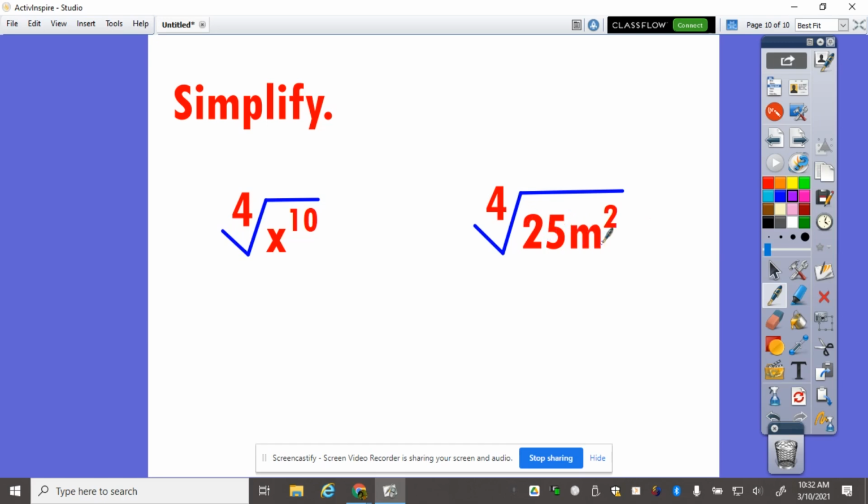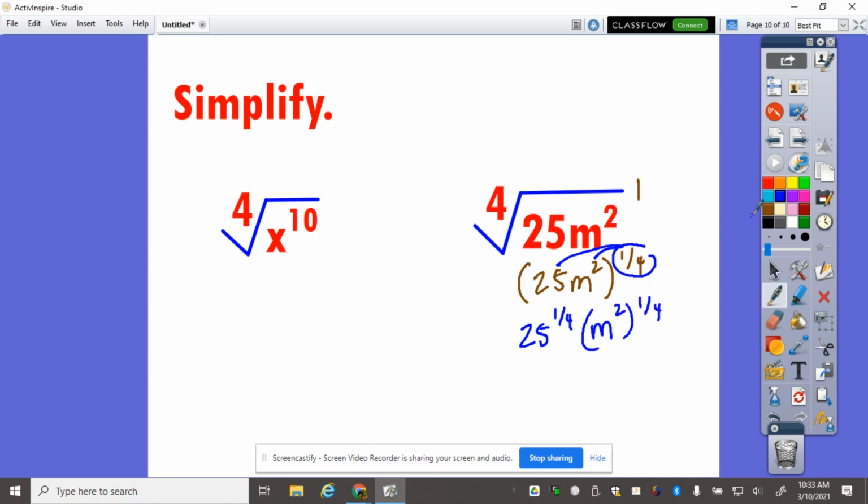Fourth root of 25m squared. So again, we're going to put this one in exponential form. We're going to write it as 25m squared to the 1/4 because the exponent of the entire 25m squared is 1. And now we can distribute the 1/4 to the m squared and to the 25. That will give us 25 to the 1/4 times m squared to the 1/4. But what do we know about 25? We know 25 is 5 squared, right? And this is 1/4. And we can multiply the 2 and the 1/4 for the m.